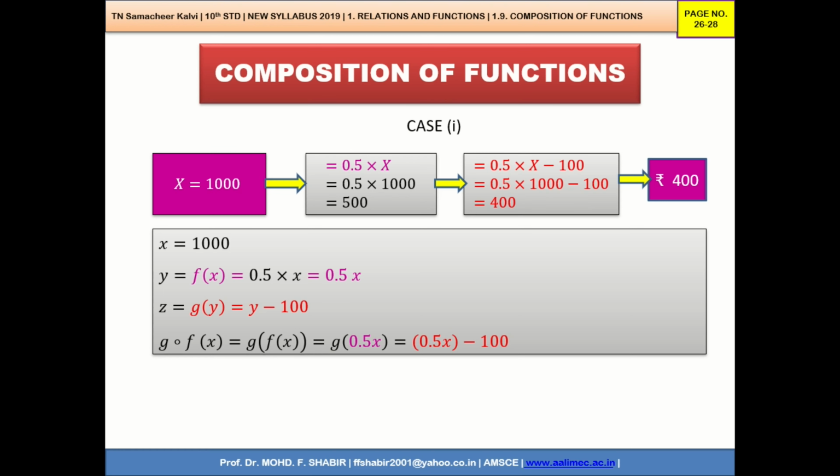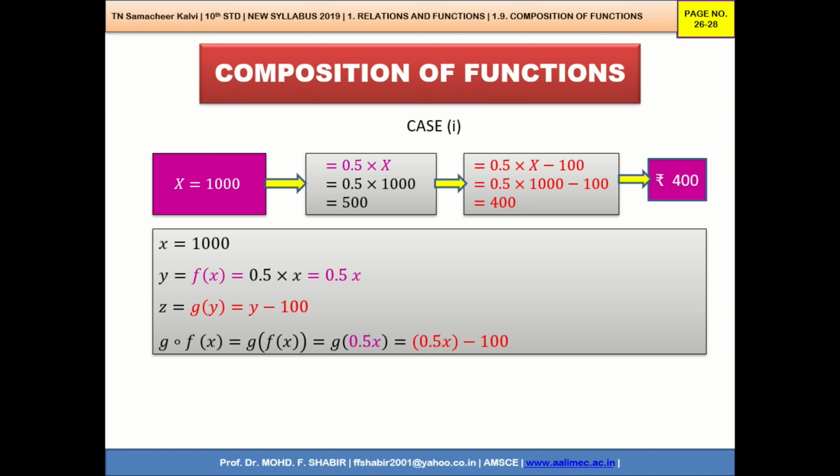The cost after using coupon 1. Z is equal to g of y, which is y minus 100. The cost after using coupon 2. Now g of f of x, where f of x is known, is equal to 0.5x. So replace f of x with 0.5x. Therefore g of f of x is equal to g of 0.5x.